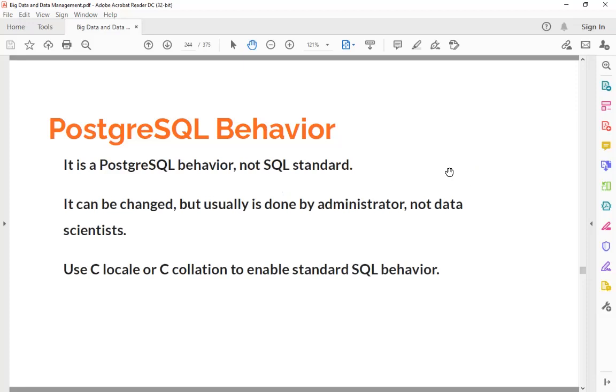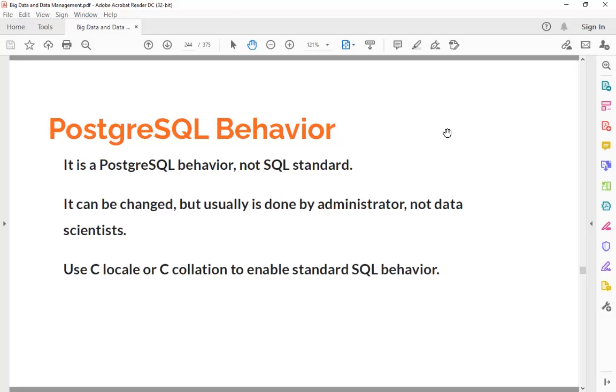This is a PostgreSQL behavior in a specific situation. It's not SQL standard. It can be changed, but usually this is done by an administrator, not by our data scientists. You can change that using locale or collation, but this is too advanced for our course. So I will show you what I can do, but I don't expect you to do that yourself. Instead, if you run into this in your work, you need to let your administrator know.